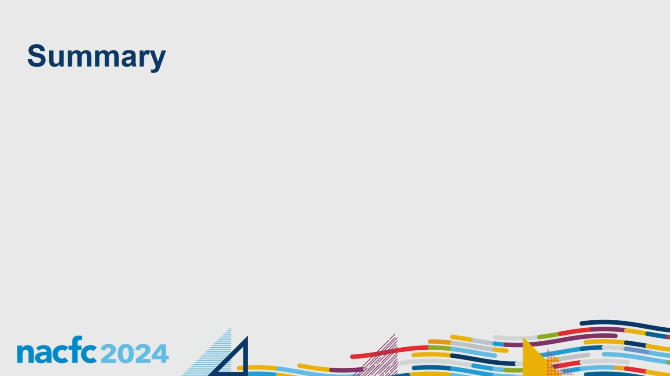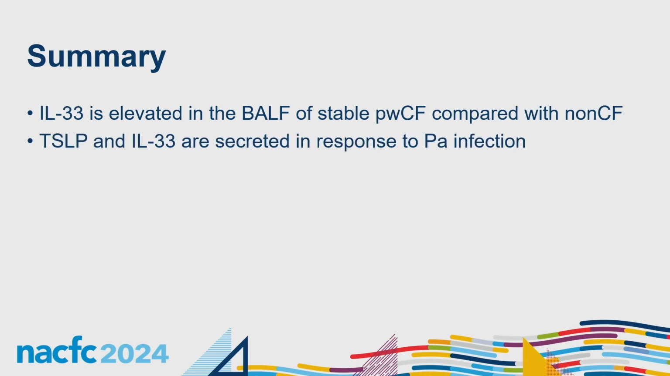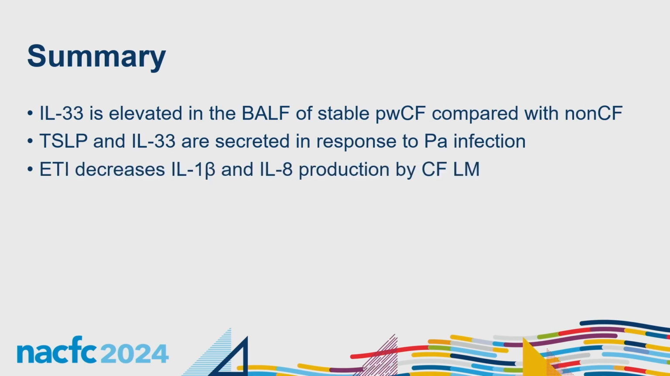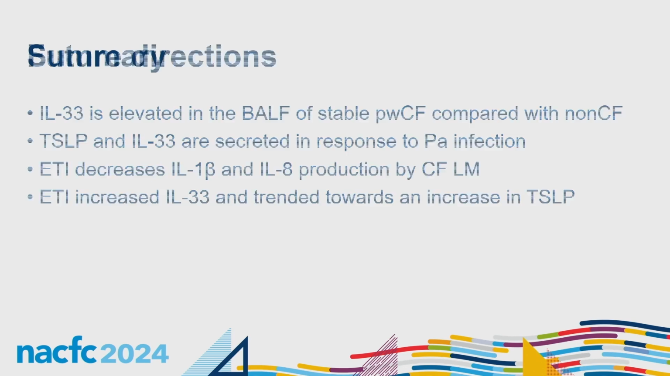So in summary, we found that IL-33 is elevated in the bronchoalveolar lavage fluid of stable people with CF when compared with non-CF controls. TSLP and IL-33 were secreted in response to PA infection of CF lung macrophages. Pretreatment with ETI decreased IL-1 beta and IL-8 production by CF lung macrophages, but it increased IL-33 and trended towards an increase in TSLP as well.